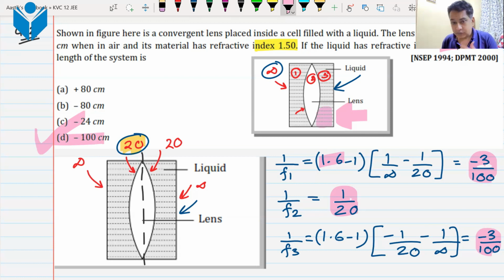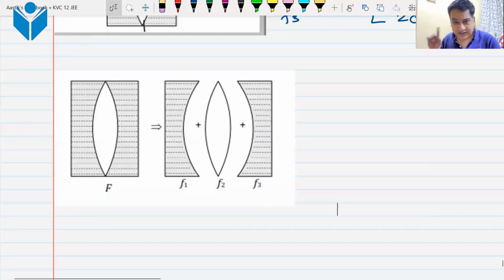So, this type of concept is very simple. Once you understand that you have three lenses, in this case, if again I show you a breakaway picture, the breakaway picture looks like this. I hope everyone got this. So what we have done here is broken the system into three lenses.